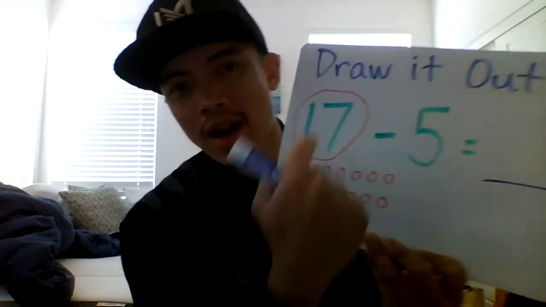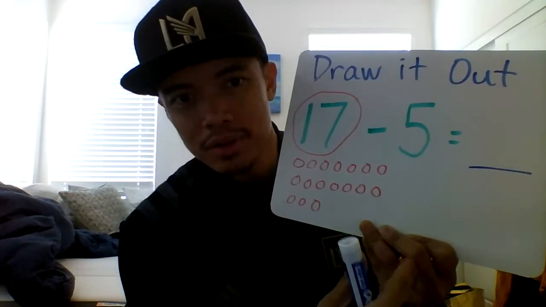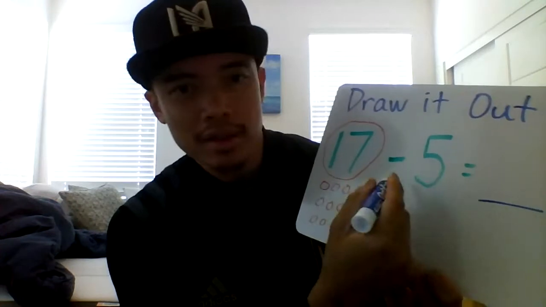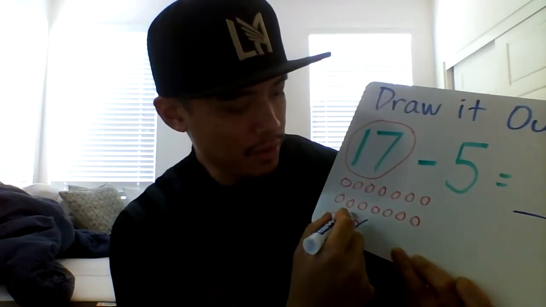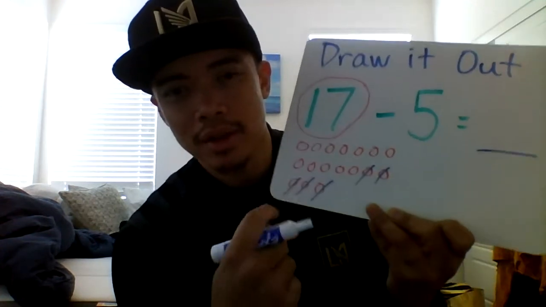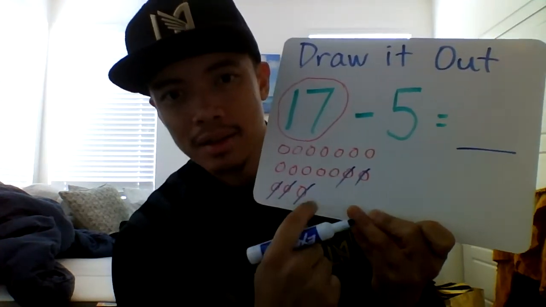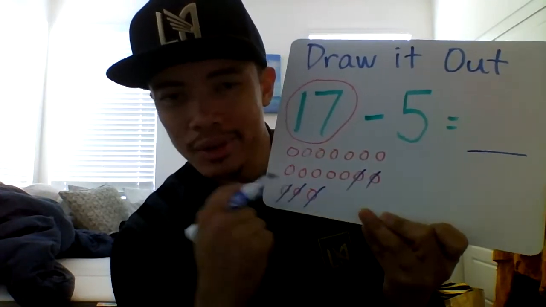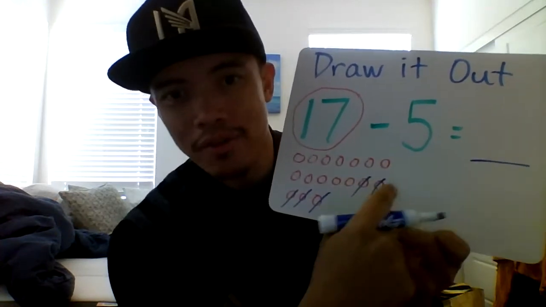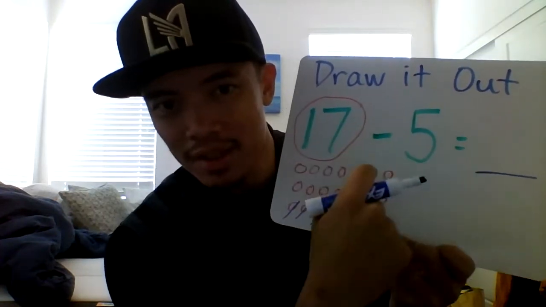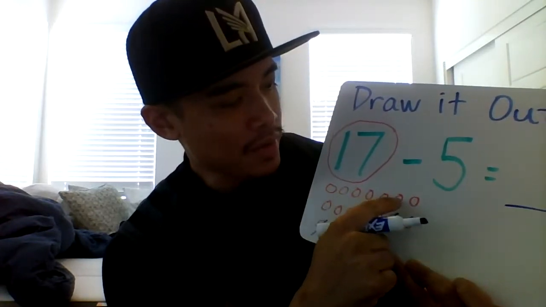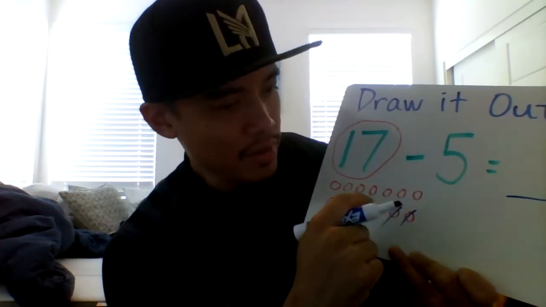Let's take away 5 from that whole so that we know how many is going to be left. So 17, taking away 5, let's cross out 5. 1, 2, 3, 4, 5. So we crossed out 5. Now they see that subtraction literally does mean you're removing or taking away from a whole. So they took away 5 from this whole of 17 here. Now let's count how many are left. 1, 2, 3, 4, 5, 6, 7, 8, 9, 10, 11, 12.